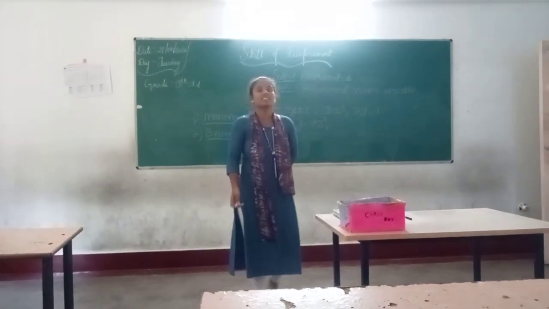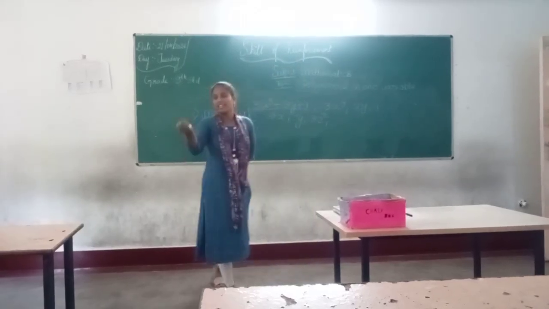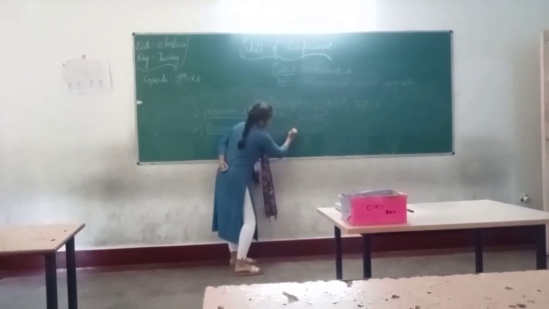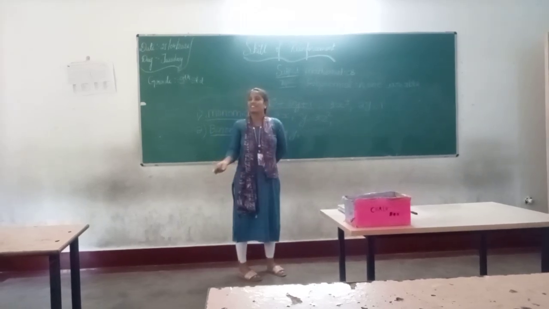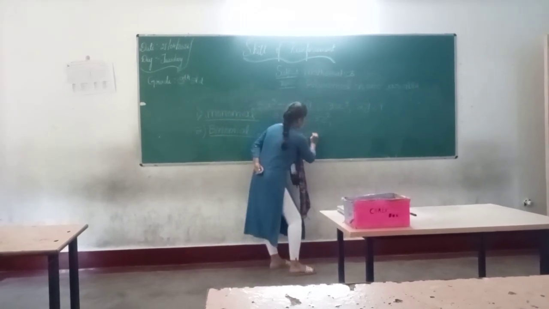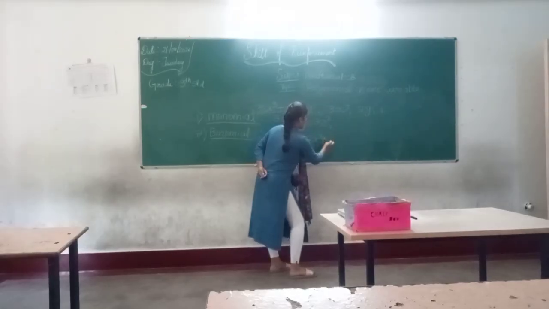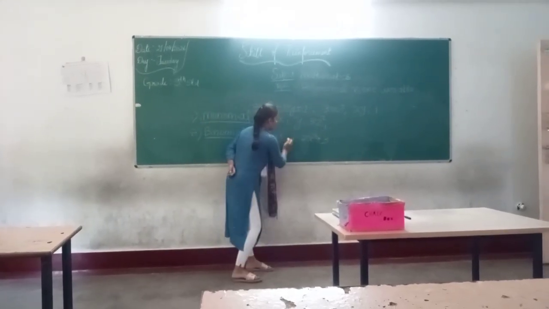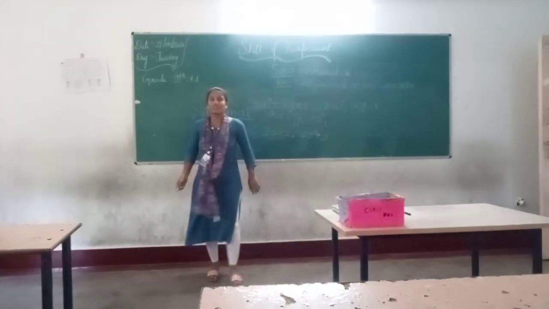Example of polynomial: 3x plus y. Can you understand 3x plus y? 3x plus y. And next, 2x square plus 3. But the correction is x in one variable. Okay, good, very good.